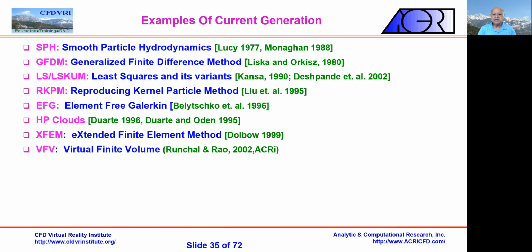So there are many of these methods of the current generation. There is smooth particle hydrodynamics, generalized finite difference method, least squares variants, reproducing kernel, element-free Galerkin, extended finite element, and clouds, and all kinds of things, right? We don't know yet which will become the dominant one, though I do think both SPH and least squares are used quite a bit. We have a method that is called virtual finite volumes, and I'll talk a little more in detail about that.